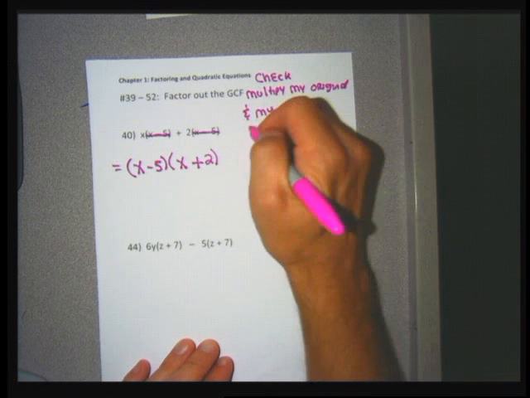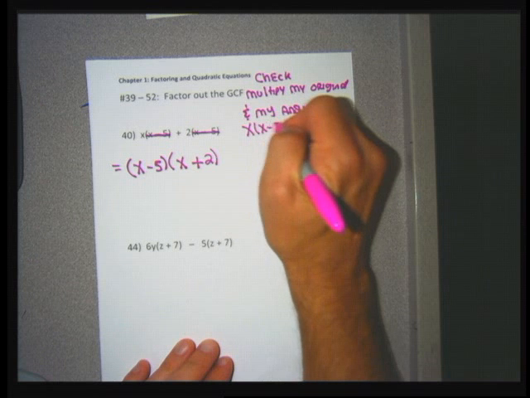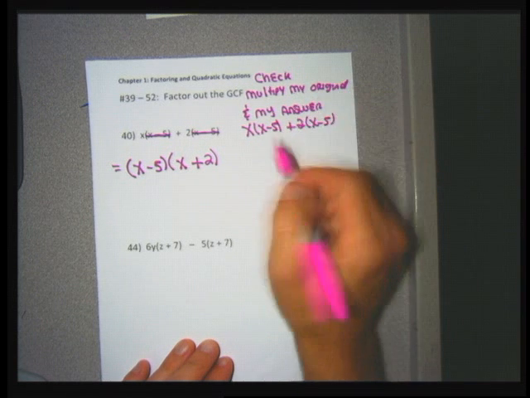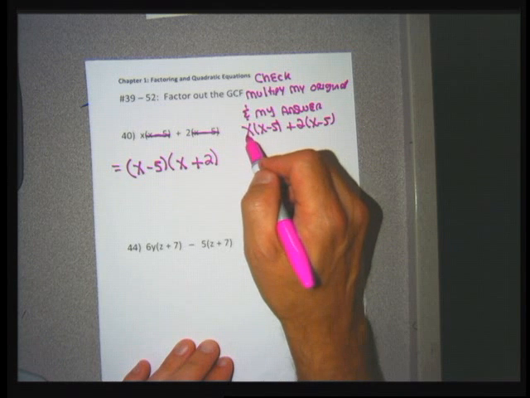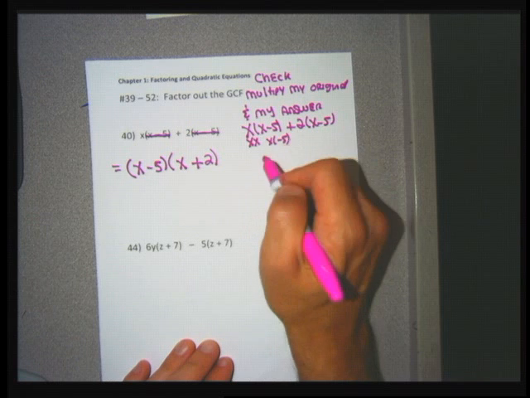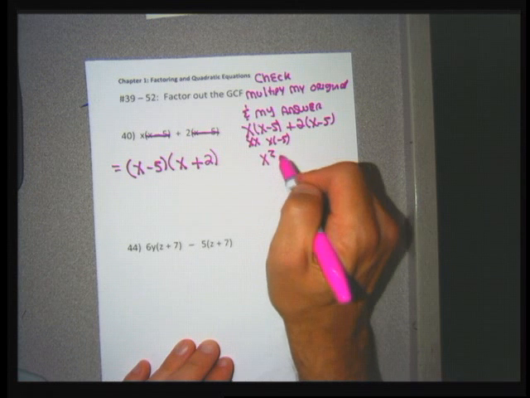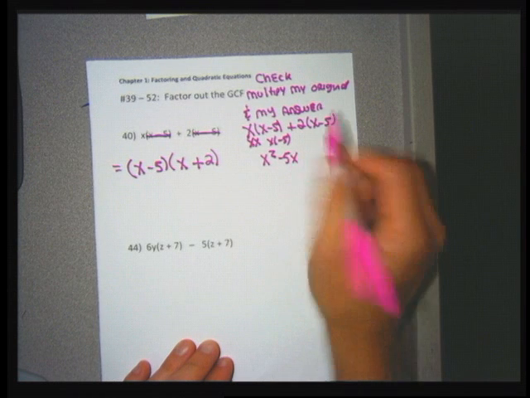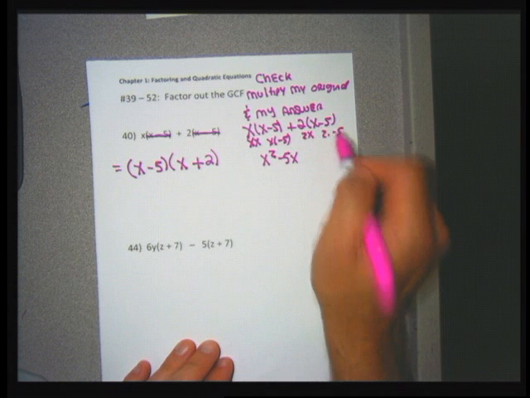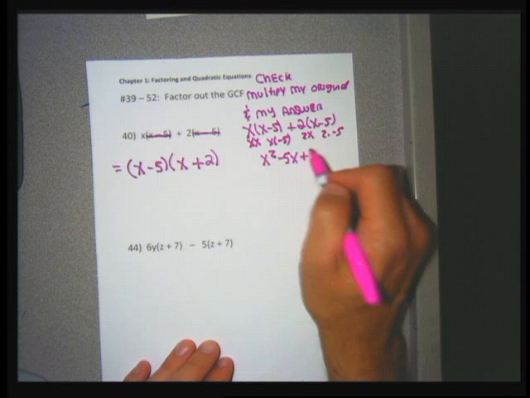So my original was x times x minus 5 plus 2 times x minus 5. The first one, the original, if I multiply it out, I go x times x and x times minus 5. X times x is x squared. X times minus 5 is minus 5x. And then I go 2 times x and 2 times minus 5. 2 times x is positive 2x.